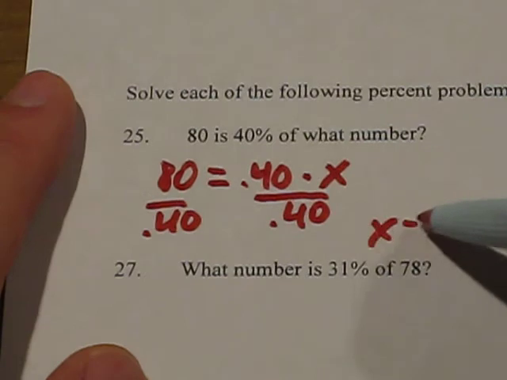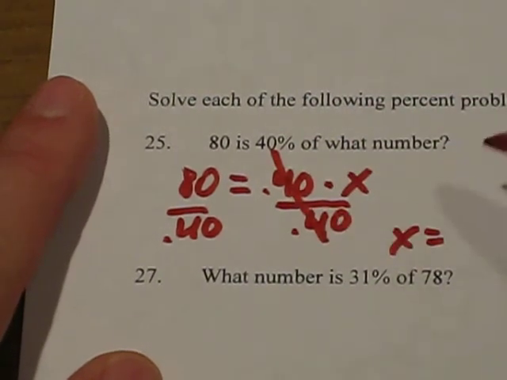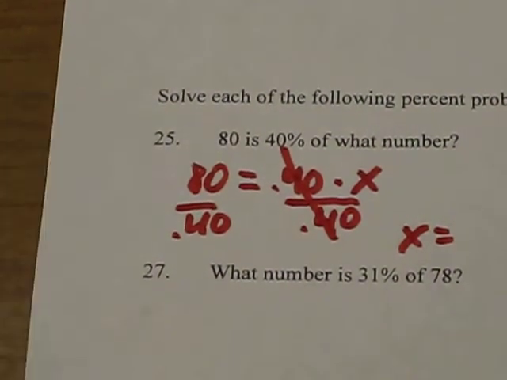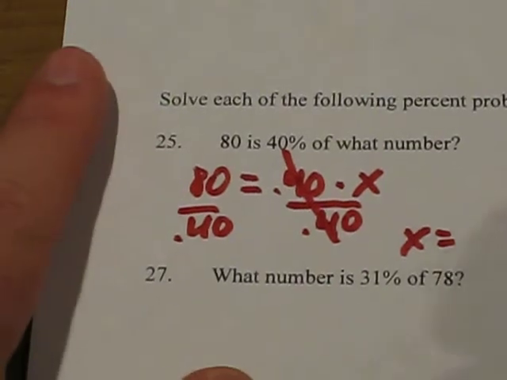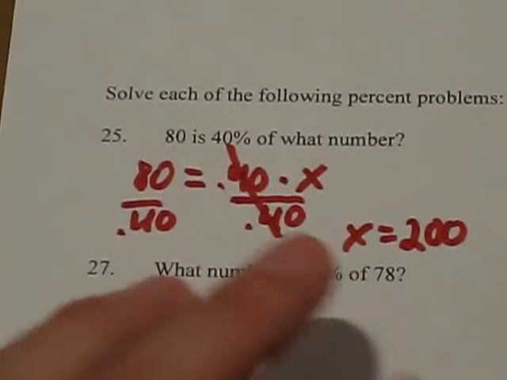And so my x is equal to, once these simplify, the x is all by itself on the right-hand side. And on the left side, 0.80 or 80 divided by 0.40. Let me do some quick calculation. And the answer is 200.